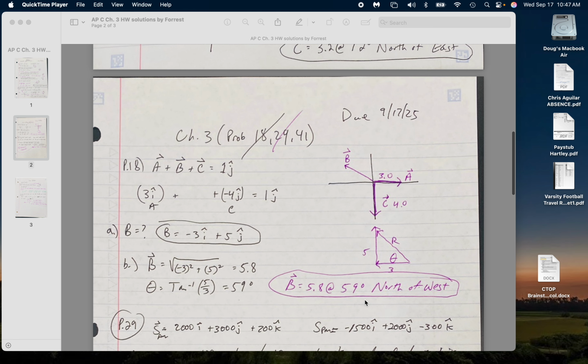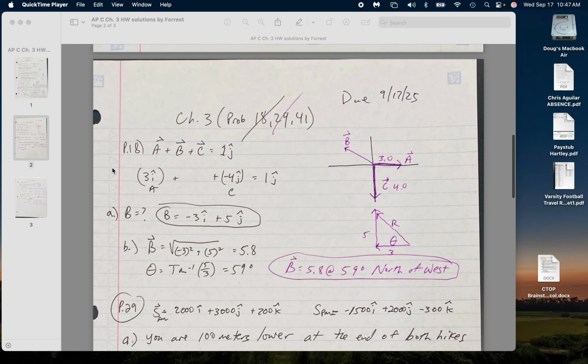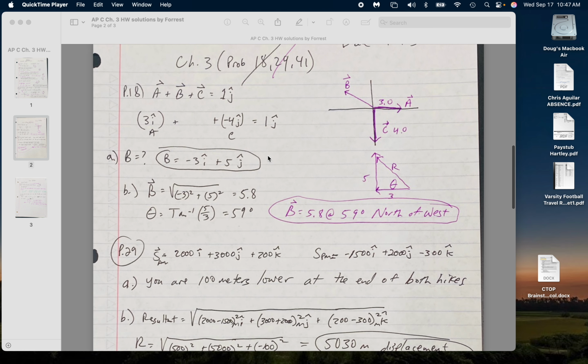Problem 18, I think we went over in class. We talked about how you could figure that out. So essentially we've got those three things equal 1j hat, so B needs to be negative 3i hat and positive 5j hat. You're given that A plus B plus C equals 1j hat. And then I ended up doing this. Again, it could have been 31 degrees west of north.